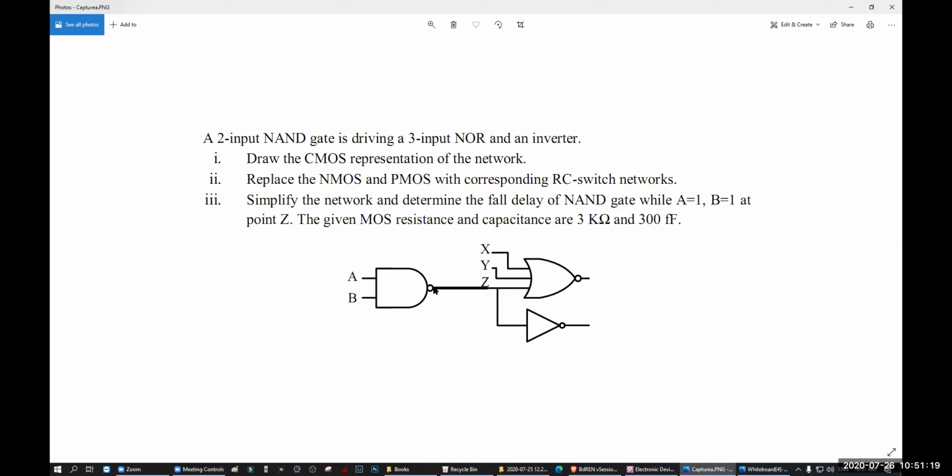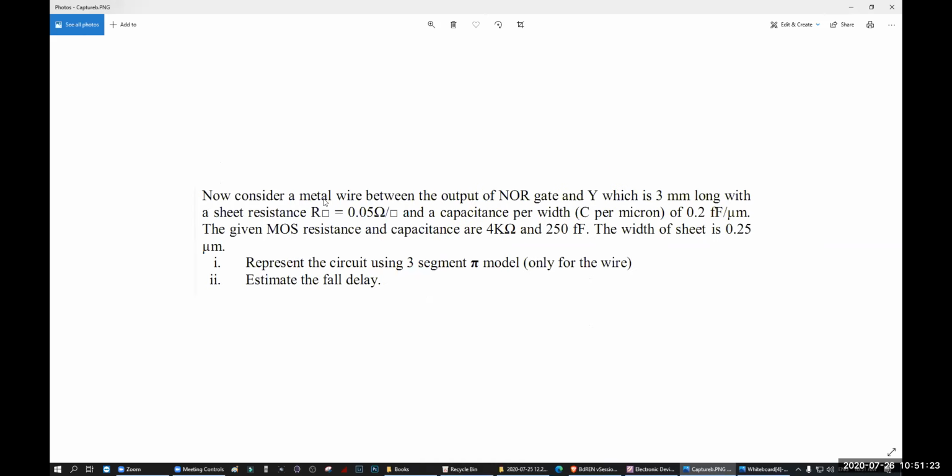Now consider the output of the NAND to Z. Consider a metal wire between the output of NAND and Z. Because in our case it is NAND; in some questions it might be NOR and Z. Now consider a metal wire between the output of NAND and Z, which is 3 millimeter long, and with a sheet resistance.